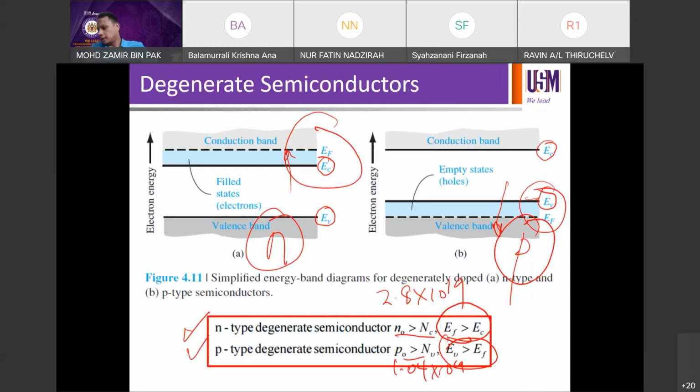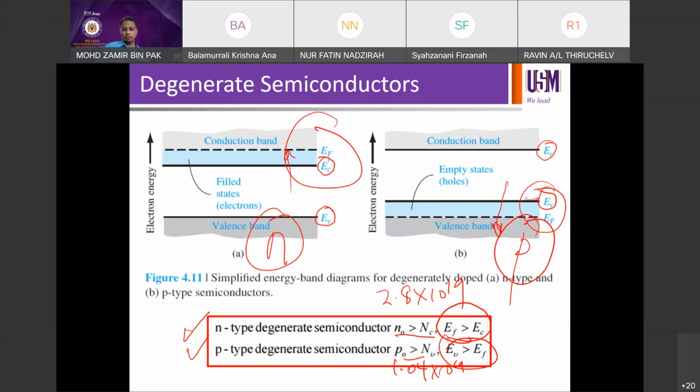So next, in our tomorrow's class, we're going to continue this. We'll be going to look at what are the examples of materials which fall under degenerate semiconductors. Even though you can actually dope silicon to beyond NC and NV, there are also some other materials that are quite common or popular in terms of the applications for semiconductor devices.